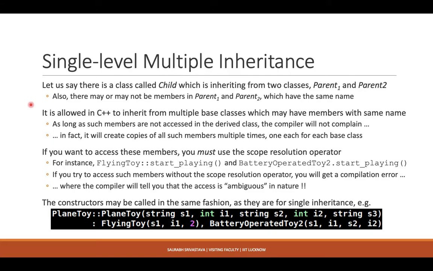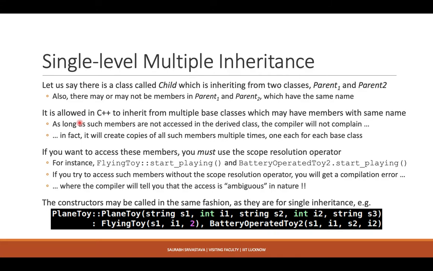Then there may or may not be members which are common in parent 1 and parent 2. This is what we've been discussing all this while, that what will happen in such cases where you have members of the same name in both the parents or more than two parents. So in C++, it is allowed to have such a scenario.